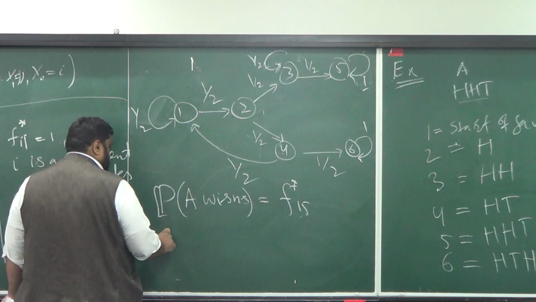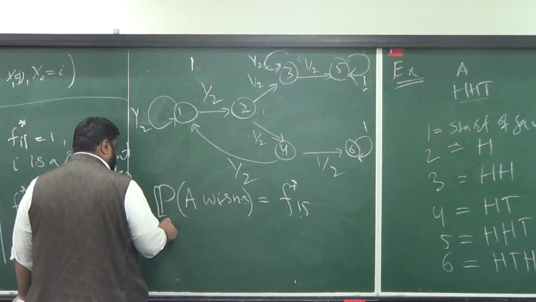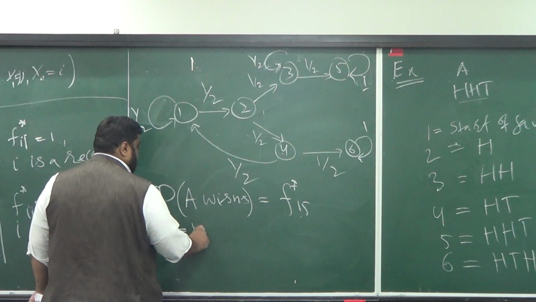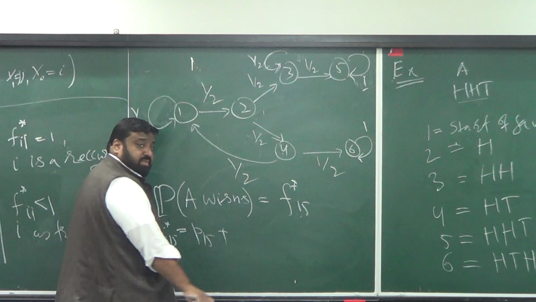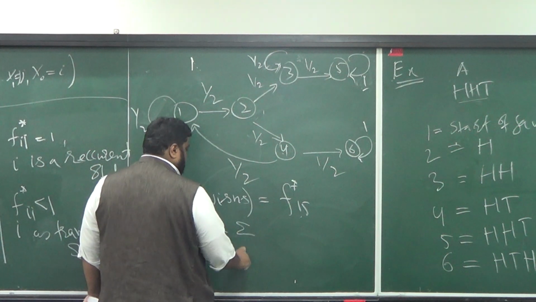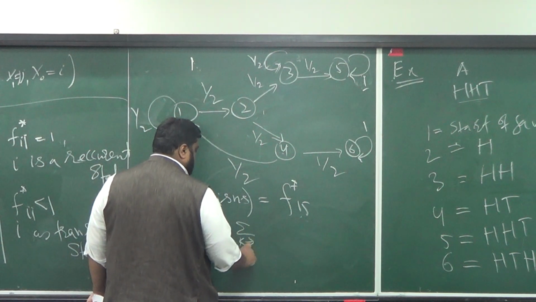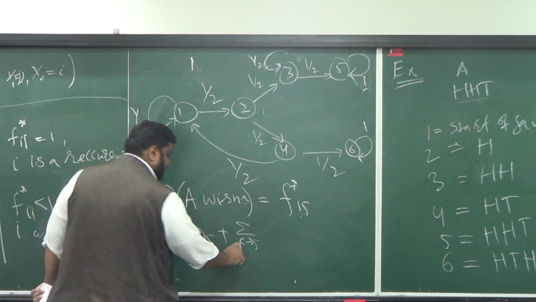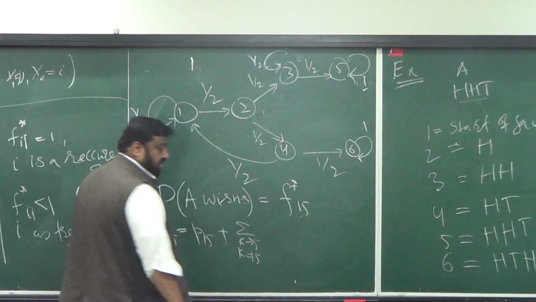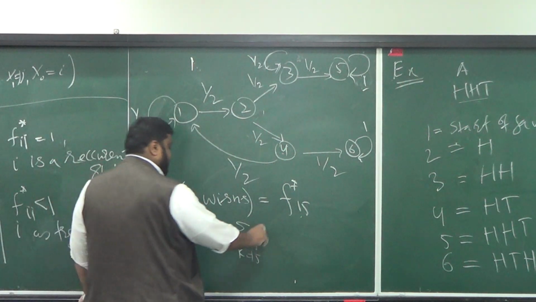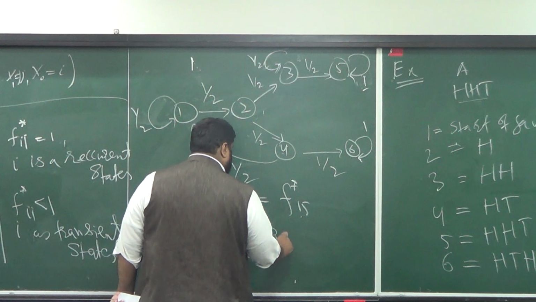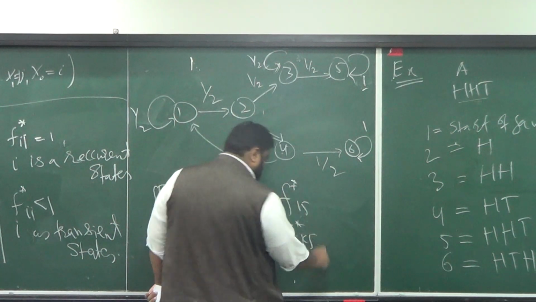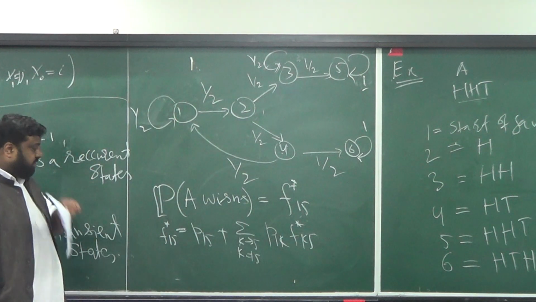So what would be f star 15, the abstract version of this? It's going to be p15 plus the sum over those states which lead to 5 and which are other than 5. This is important. And the p1k and f star k5. This is what it is going to be.